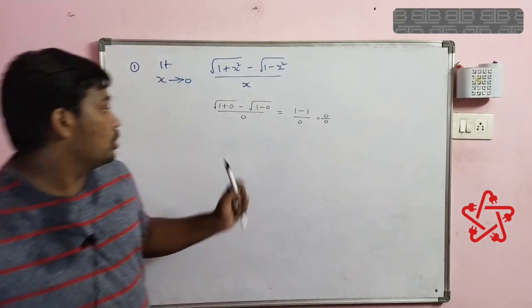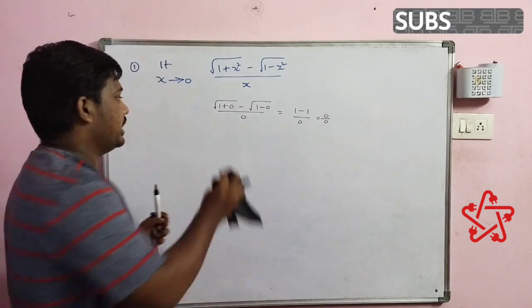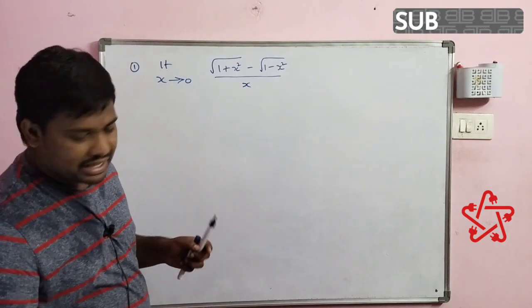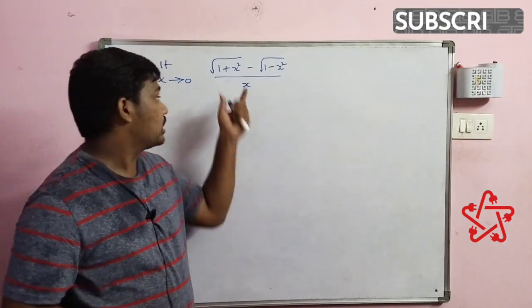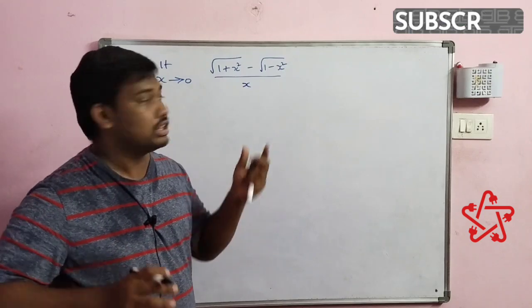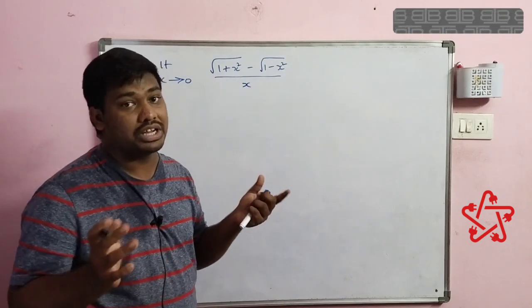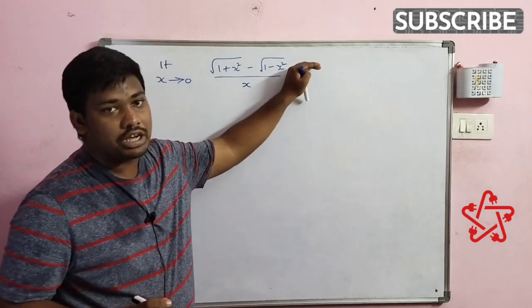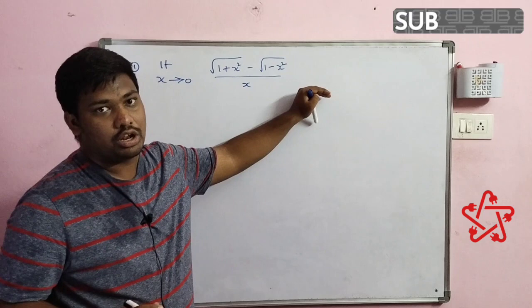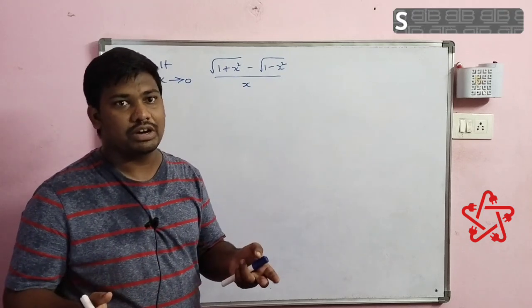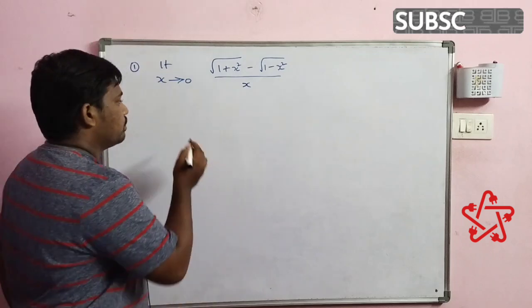Then we need to do L'Hospital here, right? If you apply L'Hospital, if you know the derivative formula for root x, then it will be better. If not, you need to do differentiation: differentiate the numerator and the denominator separately. I will show you two methods here. Whichever is comfortable to you, you can use. Now, by using L'Hospital.